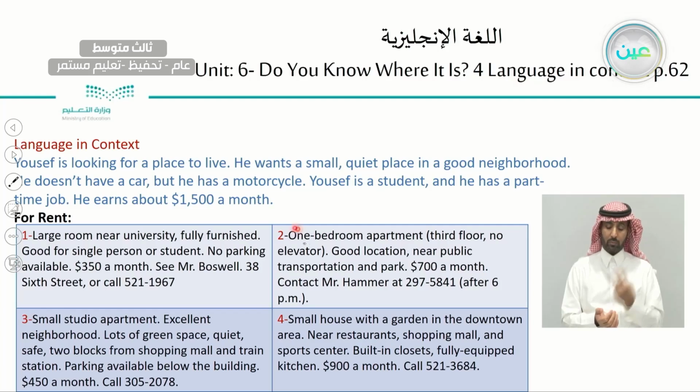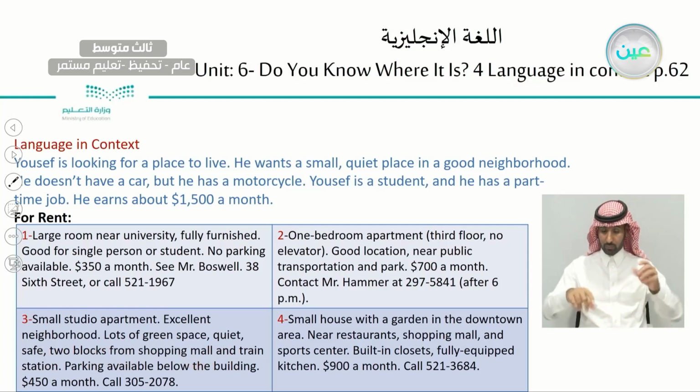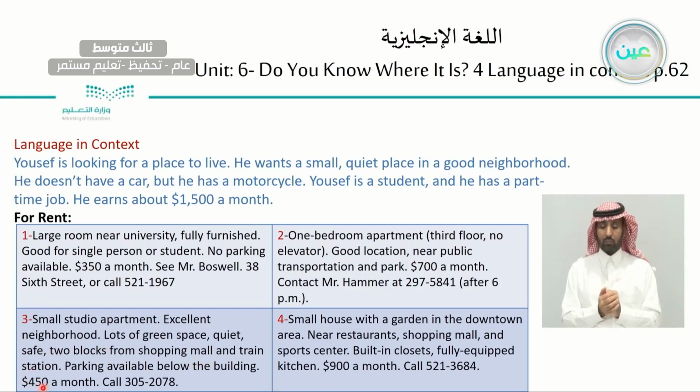Let's read number 2. 1-bedroom apartment, 3rd floor, no elevator, good location near public transportation and park. 700,000 a month. Contact Mr. Hammer at 297-5841 after 6 p.m. The 3rd place, small studio apartment, excellent neighborhood, lots of green space, quiet, safe, 2 blocks from shopping mall and train station, parking available below the building, 450 a month.